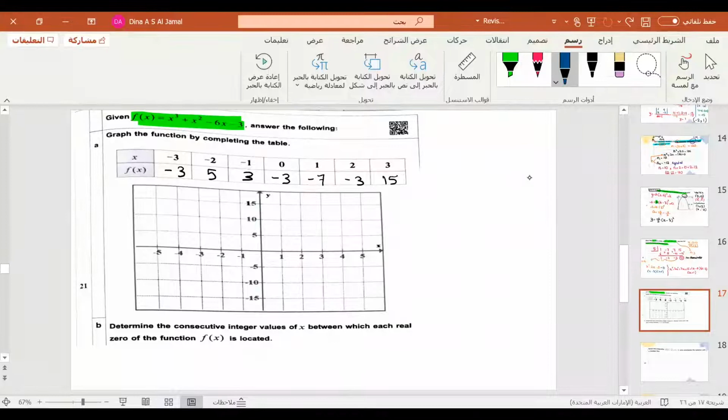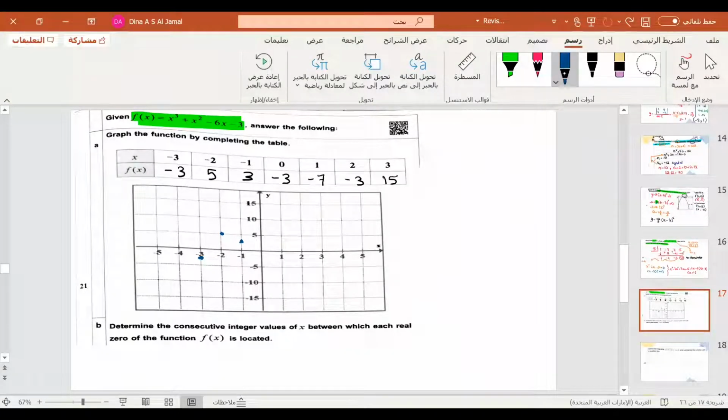So you can grab a piece of paper to graph it on your own. So you would like to go to -3 and -3. So it is somewhere here. Then -2 and -5. -1 and 3. So it is somewhere here. Okay. Oh, wait, sorry. Here is a mistake. Here it is -2 and 5.